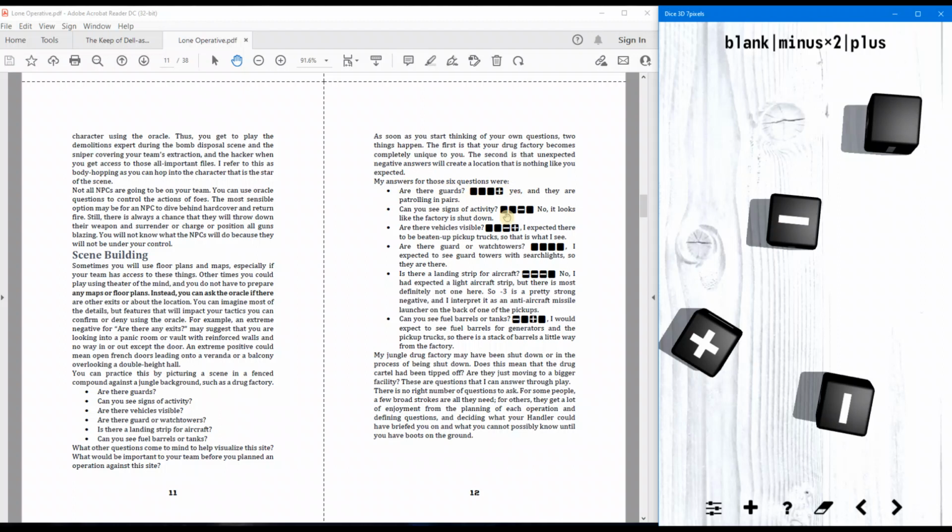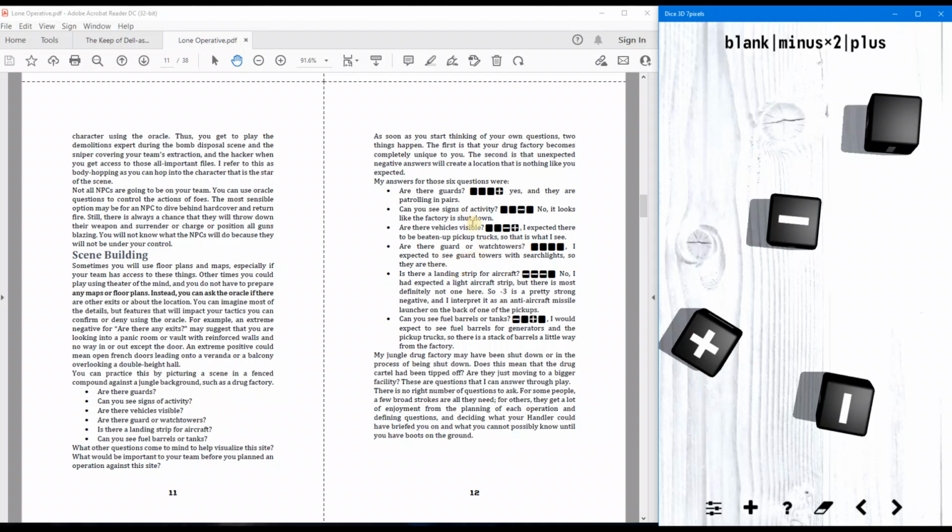If the place is being guarded, guards in pairs, or they must have got there somehow. So yeah, that's most likely. And so on. Are there guards or watchtowers? And I got a completely null point. I was expecting to see them with searchlights, so that's what's there, and so on.